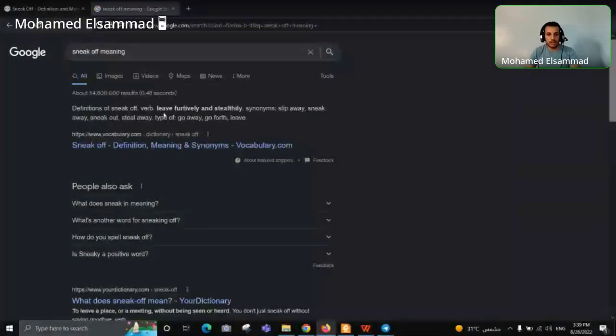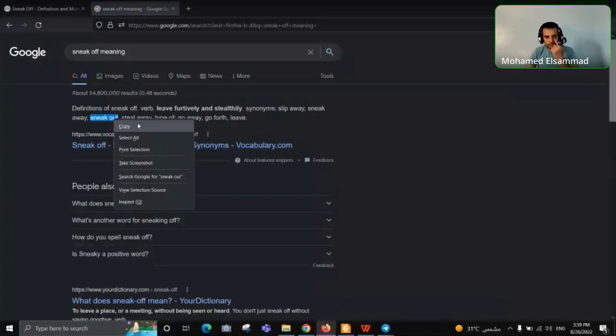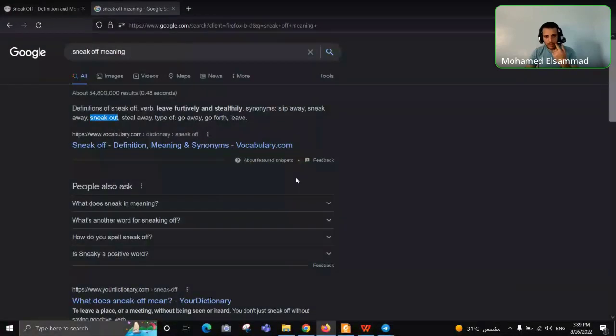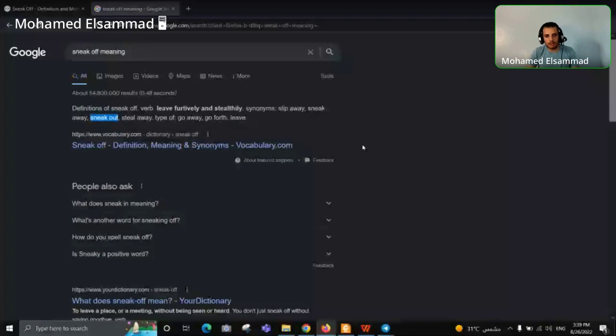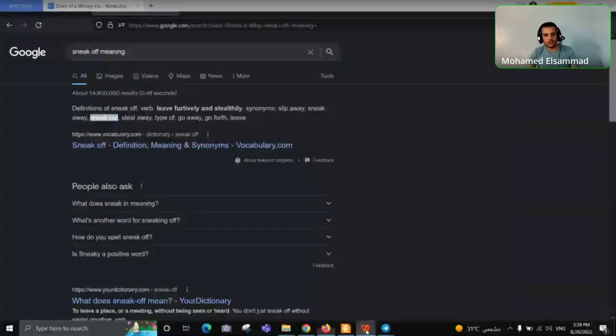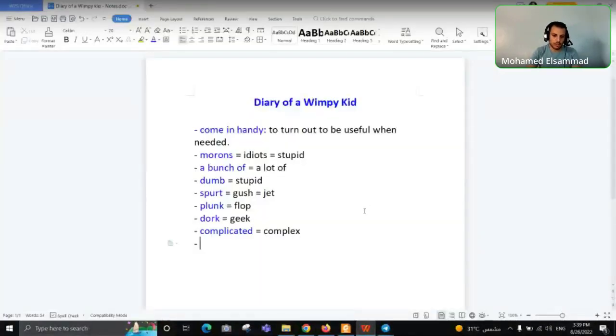As a verb, leave furtively and stealthily. Synonyms: slip away, sneak away, or sneak out. Okay, sneak out, sneak off, slip away. If you want to know the English, and after that the definition in Arabic, there's no problem. In Arabic, يتسلل. So sneak off, يتسلل in Arabic. So of course, we're going to write it here.